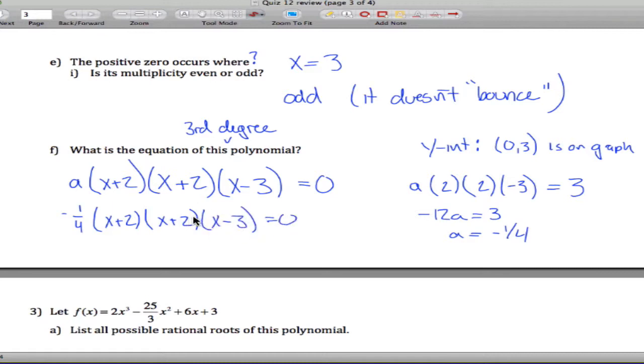That doesn't look like a polynomial. Well, it is a polynomial. It's just in the factored form. If you really want to FOIL everything back out, you could. You don't have to. It's perfectly fine. It's an equation. It's a polynomial. It's just in the factored form.